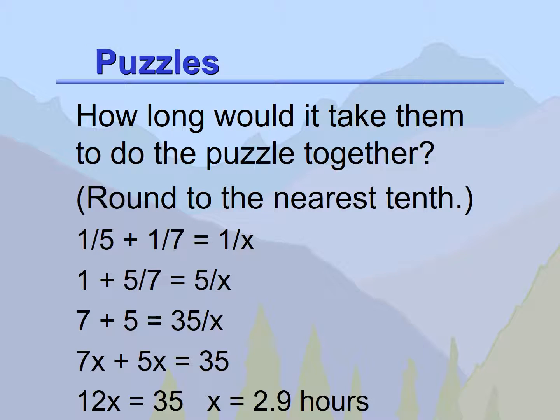We will kill our fraction by beginning by multiplying everything by 5. So 1/5 times 5 is 1. 1/7 times 5 is 5 over 7. And 1 over x times 5 is 5 over x. Then we're going to kill our next denominator, which is the 7. So 1 times 7 is 7. 5/7 times 7 is 5. And then 5 over x times 7 is 35 over x.